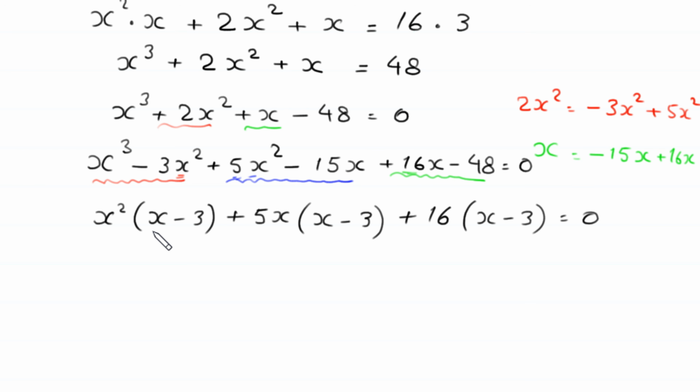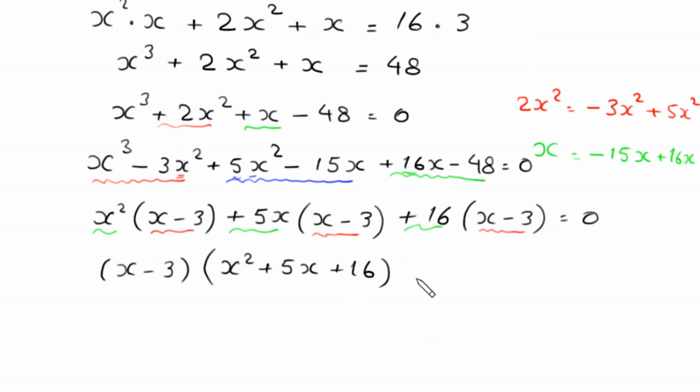Now as you can see, this expression x minus 3, this expression x minus 3, and this expression x minus 3 is a common factor. So we factor out this x minus 3, and in bracket left this x squared plus 5x plus 16, in bracket left x squared plus 5 times x plus 16 is equal to 0.